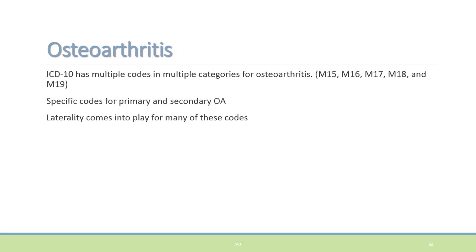So various conditions that we'll deal with, osteoarthritis has multiple codes and multiple categories. So you'll be looking at M15 through M19. There's also specific codes for primary and secondary OA. And again, in the extremities, we're going to have laterality coming into play.